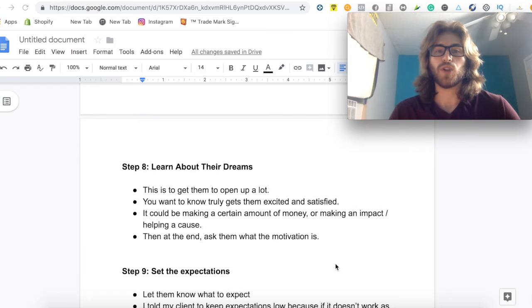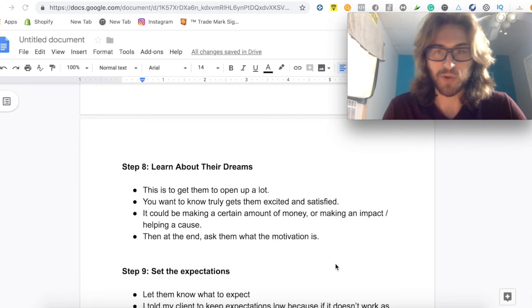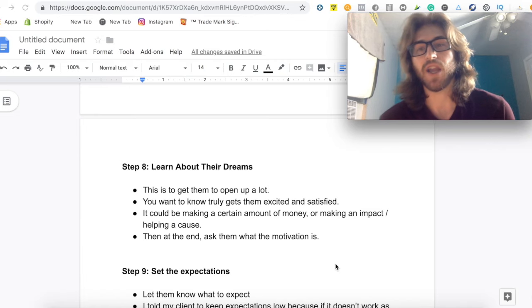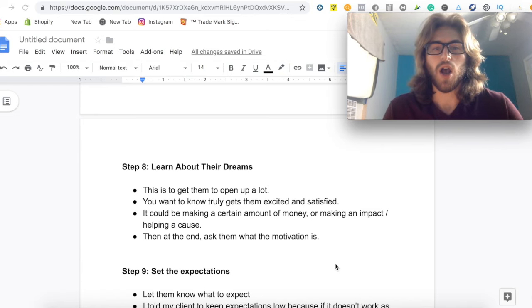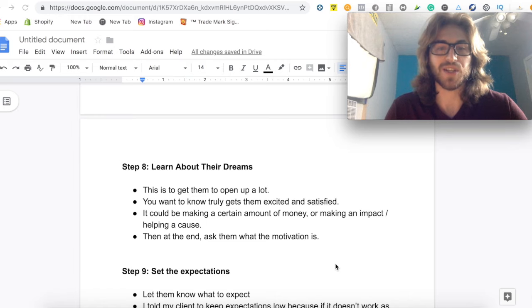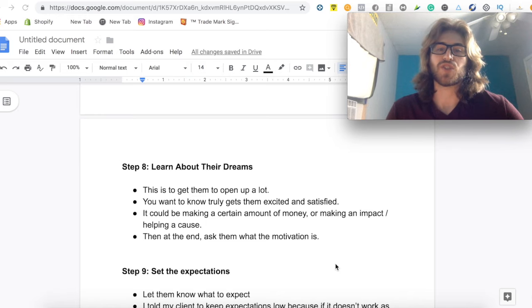After that, you want to learn what their dreams and desires are, and this really gets them to open up a lot. So you want to ask questions to find out what gets them excited or satisfied, and this could be a certain amount of money, making an impact, or even helping a cause. Whatever it is, you want to find out what their desires are, because it's so much easier to sell them.